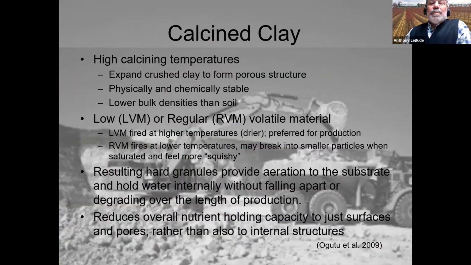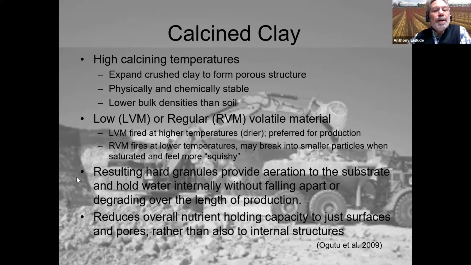So we use something called calcined clay, and it's calcined by using high temperatures. It expands the clay to form a porous structure. It makes them more stable compared to just any old clay in the soil. You know how that absorbs moisture, and then you get muck, and then it dries out and cracks away. This takes all that out of the way by expanding it and making it a stable structure.